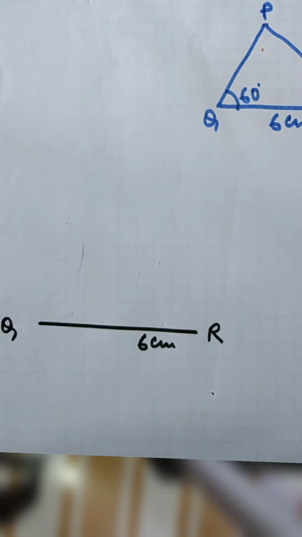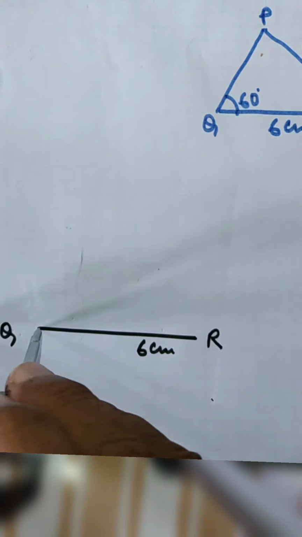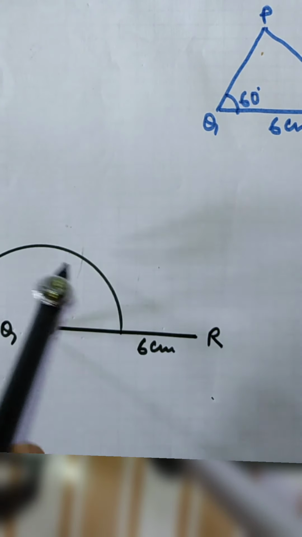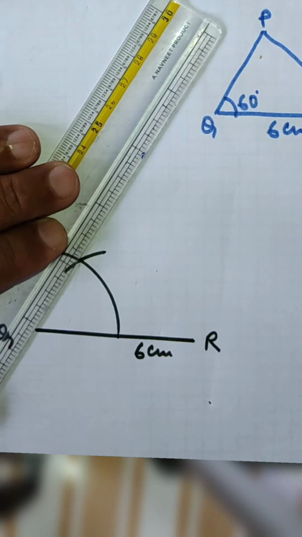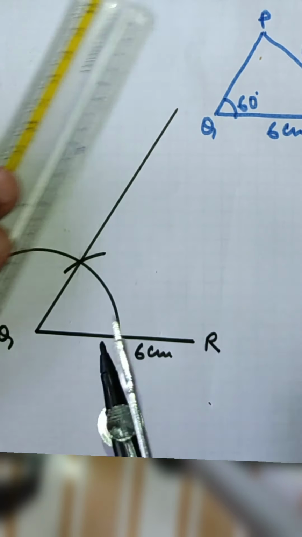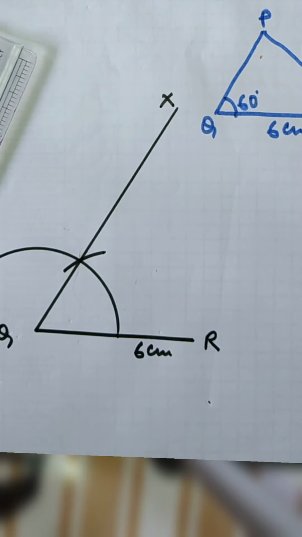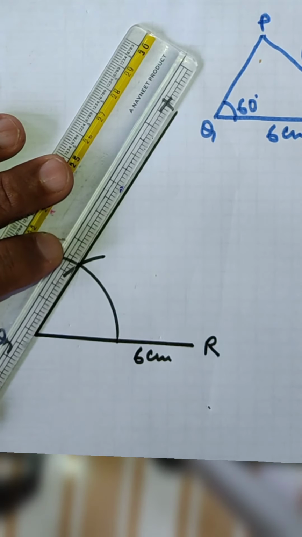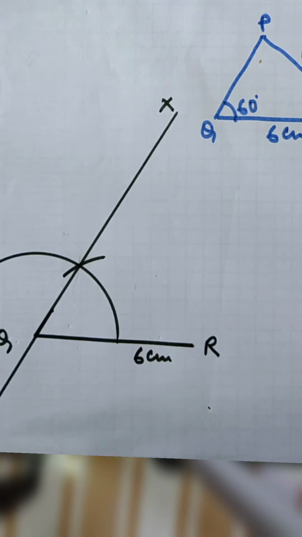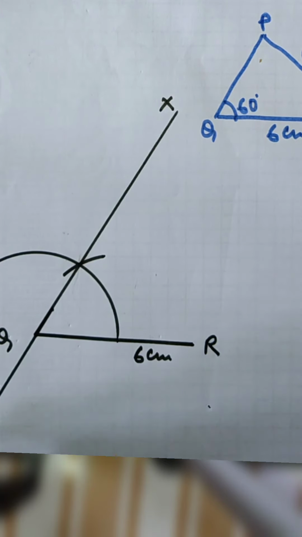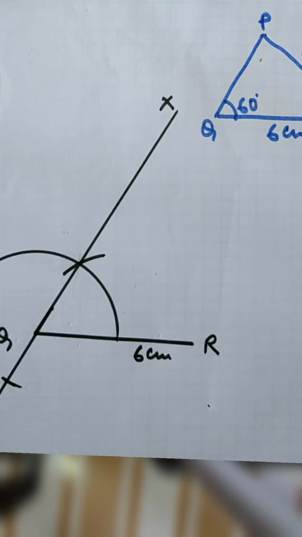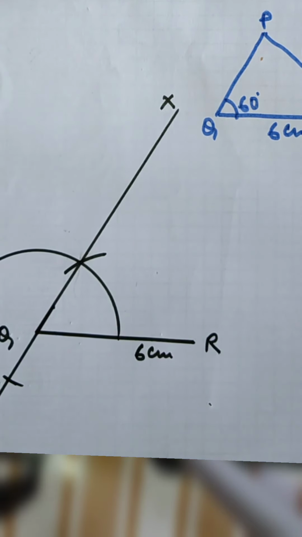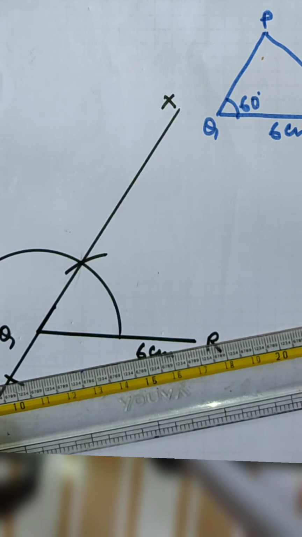Now we will make angle of 60 degree at the point Q. Now we will extend the line QX and cut an arc of 2 centimeter from Q in this way, and the point of intersection naming S. Now join RS.